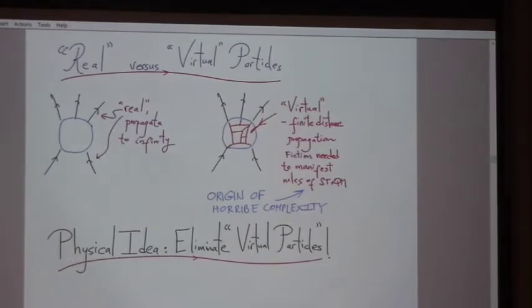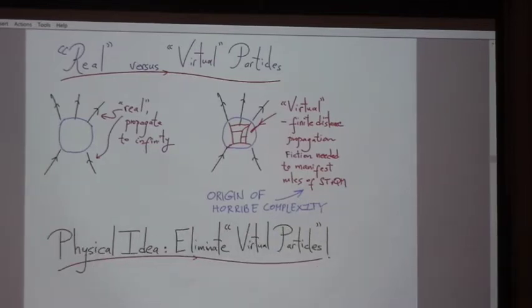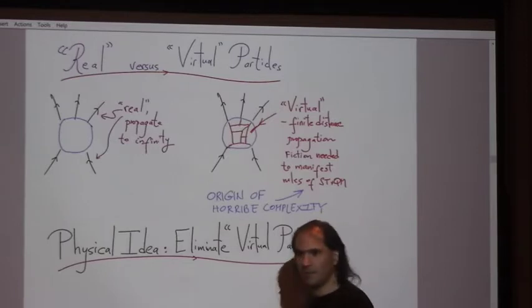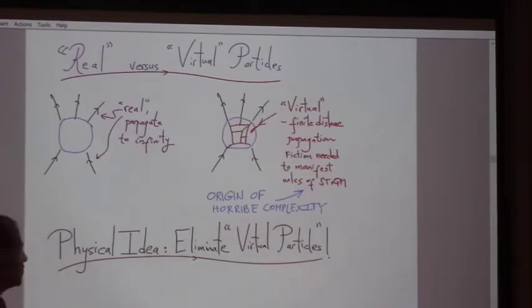And there are, even in simple scalar theories, and it gets more and more complicated when you go to gluons, you go to gravitons, it's horrendously complicated. And there's gauge redundancies and diffeomorphism redundancies and all that stuff. So the physical idea is that since that's what's directly responsible for the problems, let's get rid of them. Let's just never talk about virtual particles. Okay? So that's the beginning, or one physical idea.